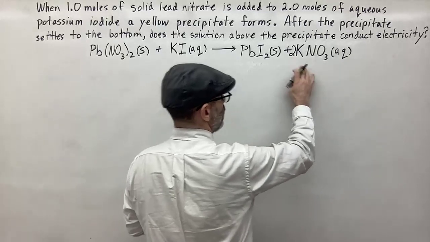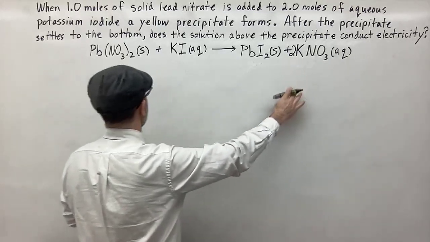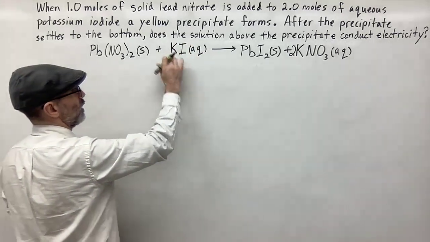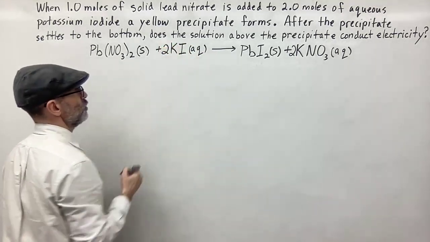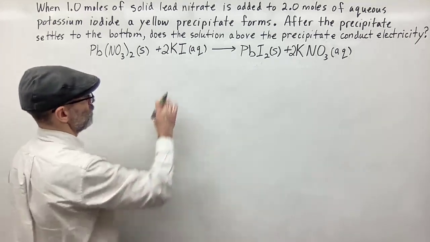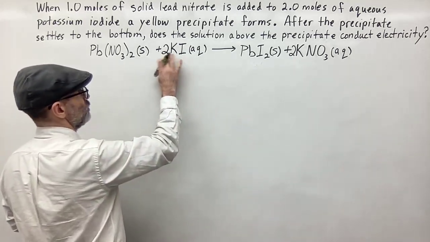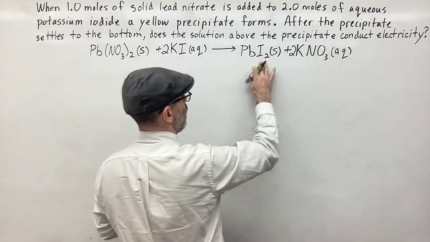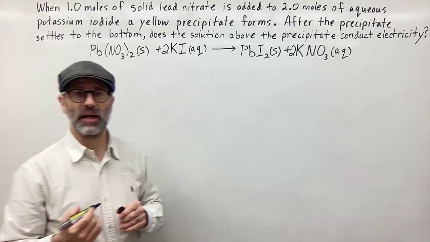So now that our nitrates are balanced, what about potassiums? We've got to go back to potassium. So we're going to have to balance potassium here. We'll put a 2. So now everything's balanced except for the iodine. Well, let's check the iodine. So we have 2 I's and we have 2 I's. So everything is balanced.